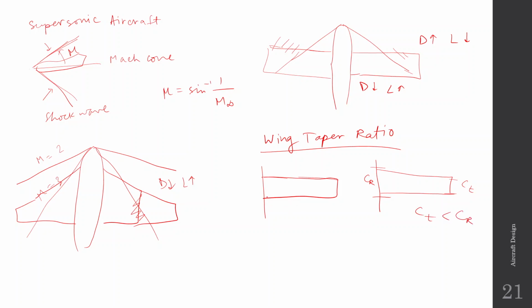Now why is this done? I'll explain it, but this ratio lambda equal to CT by CR is known as the wing taper ratio. For a rectangular wing, your lambda is 1, which means that CT and CR are the same. So what are the advantages?